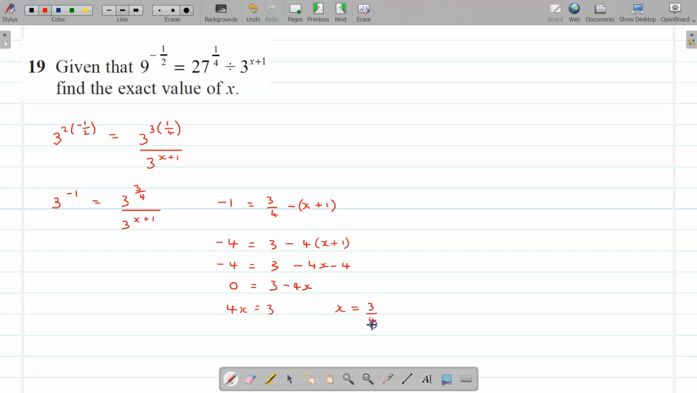Very difficult question, that one. And you need to know that 9 is 3 squared and 27 is 3 cubed. That's your starting point there.